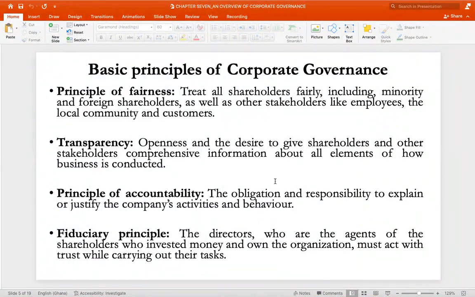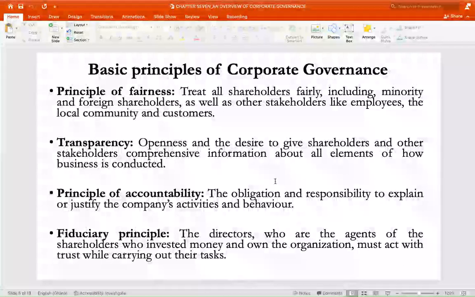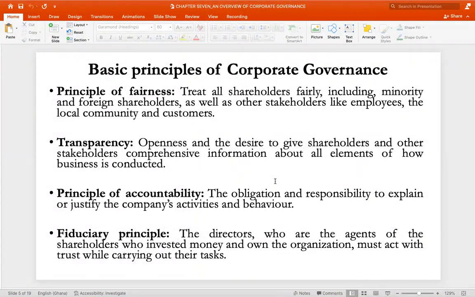Then we have the principle of accountability, very close to the idea of transparency. It is the obligation and responsibility to explain or justify the company's activities and behavior. Those in charge, the management, must be prepared to give an account of why they made certain decisions and how the resources of the organization were used. If the manager or the people in charge are not willing to give an account to anybody, then you should know that the organization is not properly governed. Proper governance calls for accountability. If you are certain you are doing the right thing, then you shouldn't be afraid to hold yourself accountable and to allow others to hold you accountable.